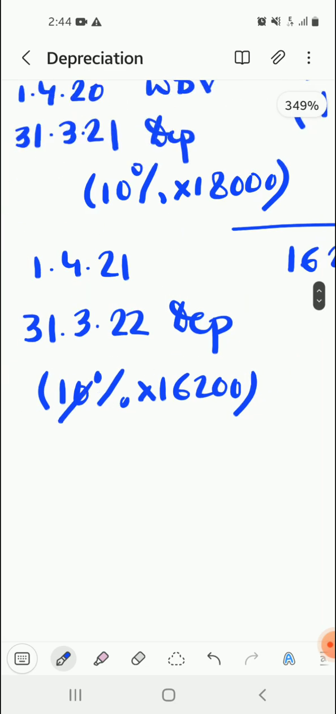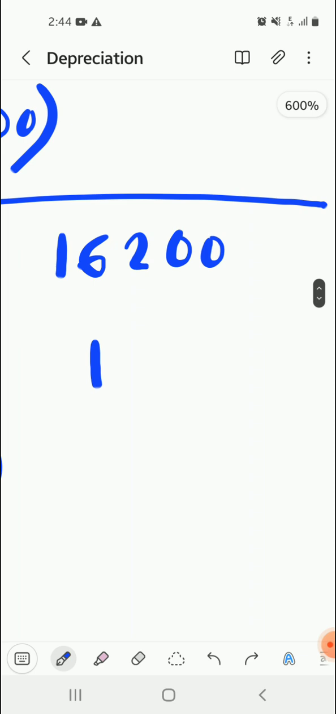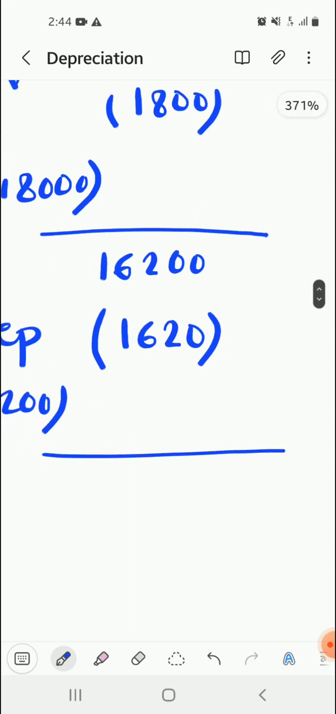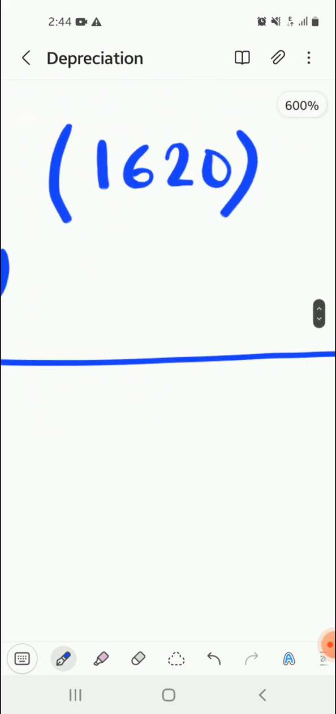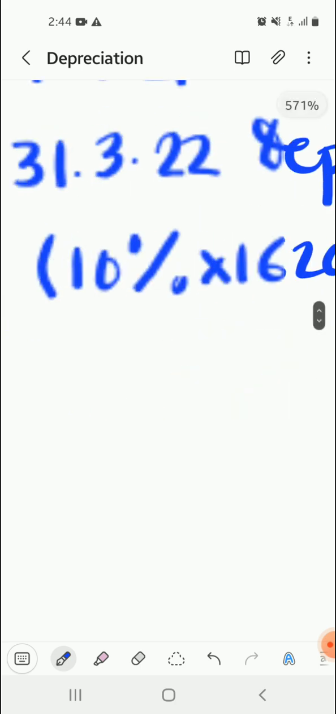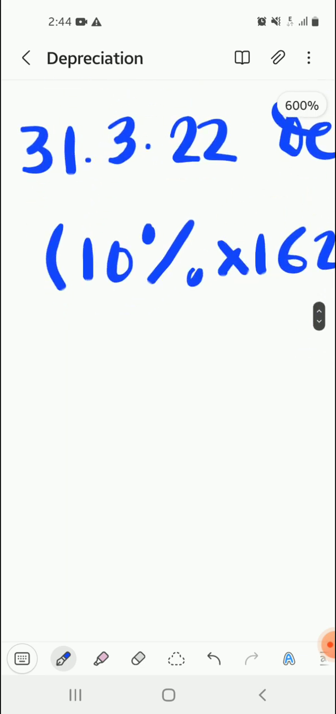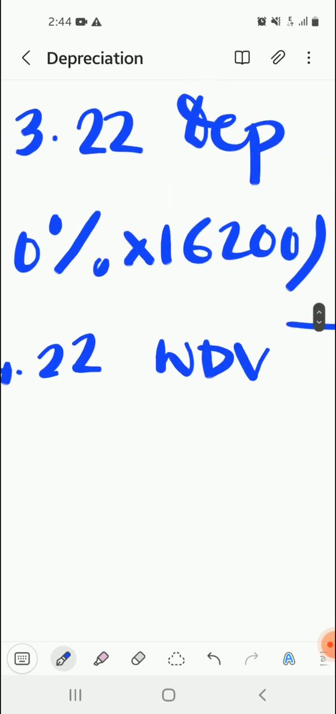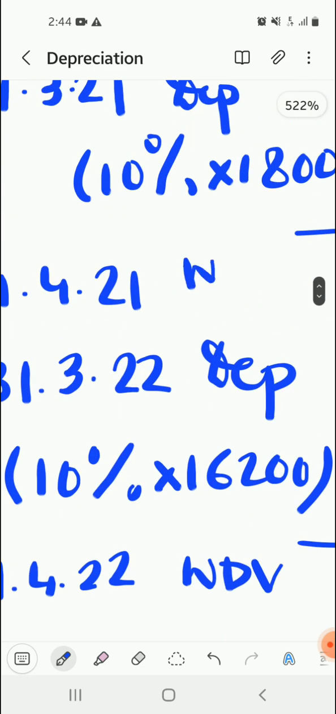The simple calculation, the zero will get reduced. So it will become 1620. Now this gets reduced. So 16,200 minus 1620 comes to 14,580. So this is my written down value on 1st April 2022. WDV. Here also this was WDV.